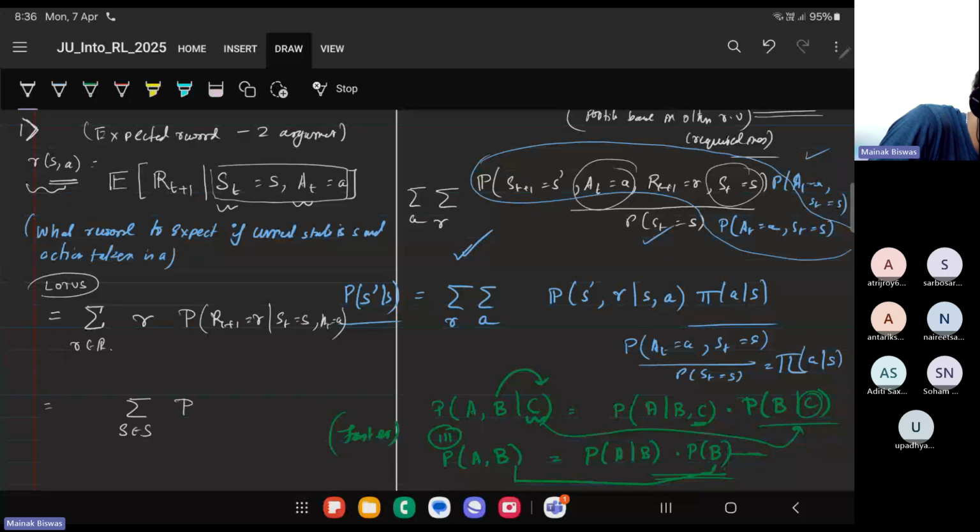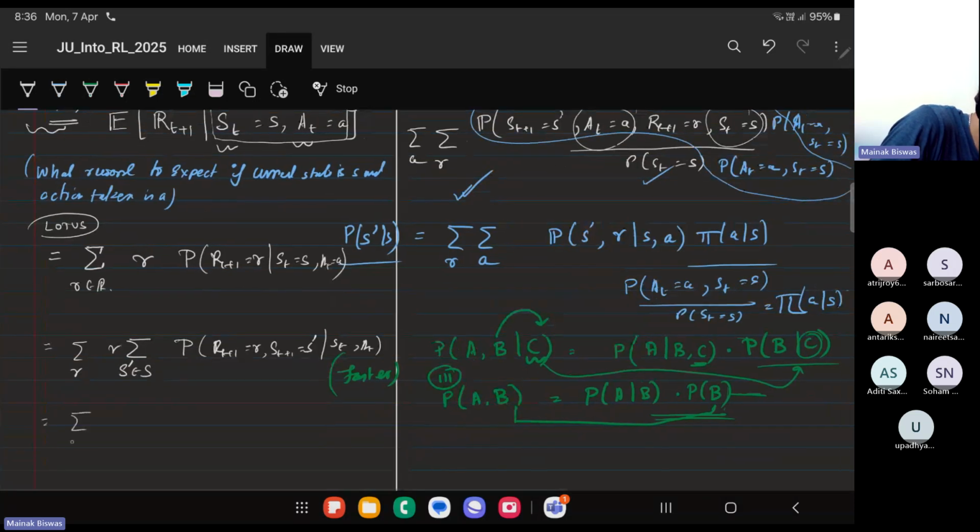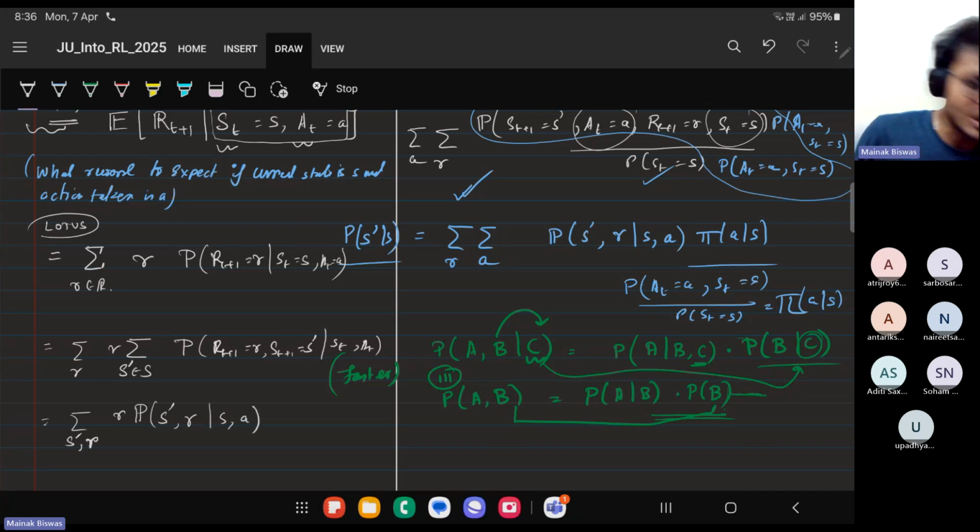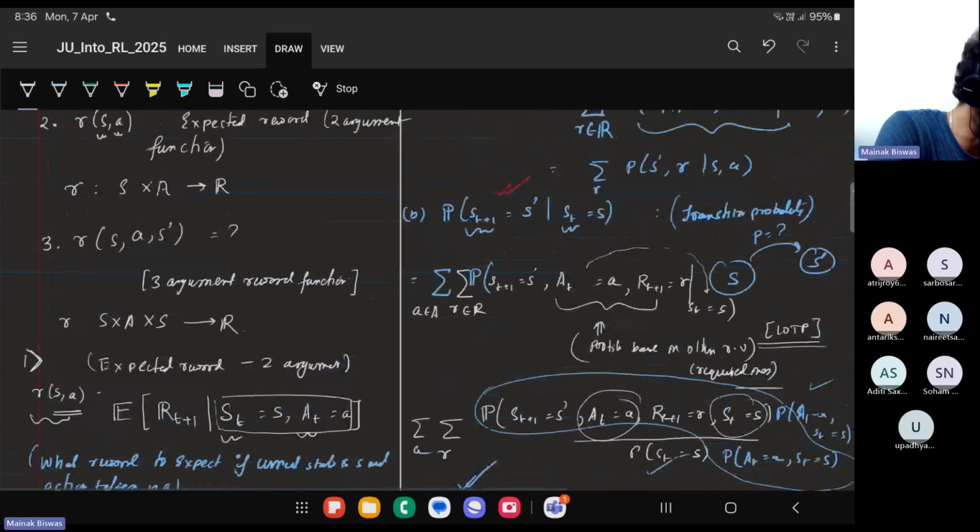So I will write probability of R_{t+1} is equal to R, S_{t+1} is equal to S prime given S_t and A_t. I'll write it fast. So what will this become? Plus sum over states and actions, S prime and reward R, P of S prime, R given S, A. Clear to everyone? Okay. Any questions? You can stop me, but I think this is clear.